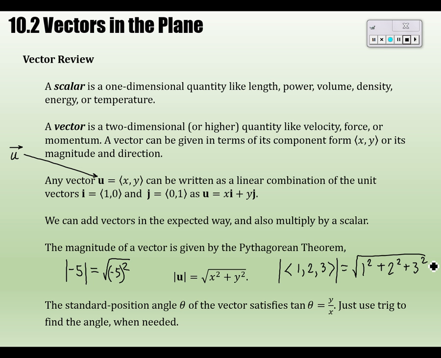I don't know. And then, of course, you remember how to convert from this component form to magnitude and direction, right? Finding the magnitude is easy. Finding the angle is a little trickier sometimes, but you can use some trig to get that. You won't have to find the angles associated with a three-dimensional vector in this class. You will in multivariable calculus, so something to save for later. All right.